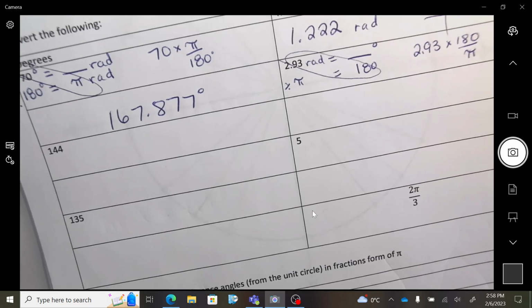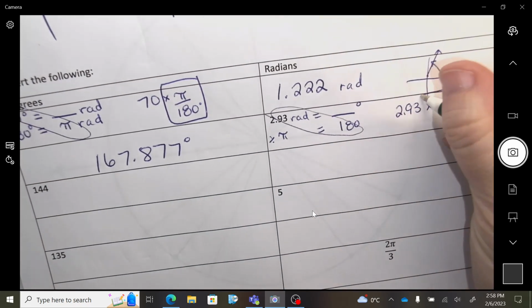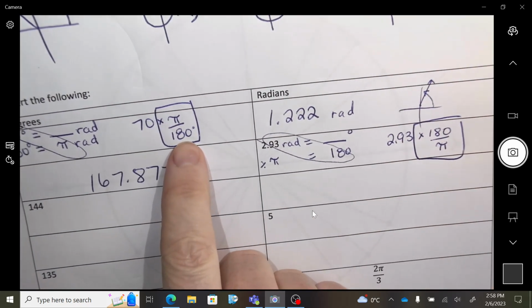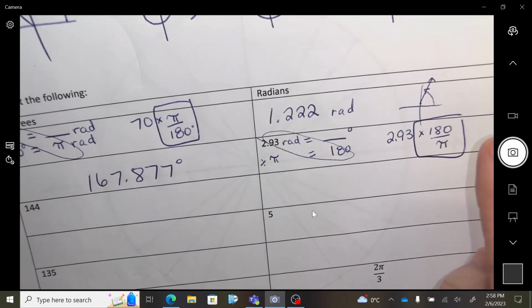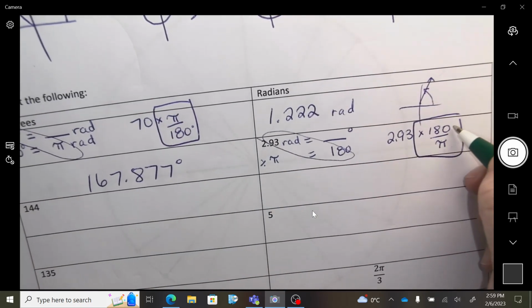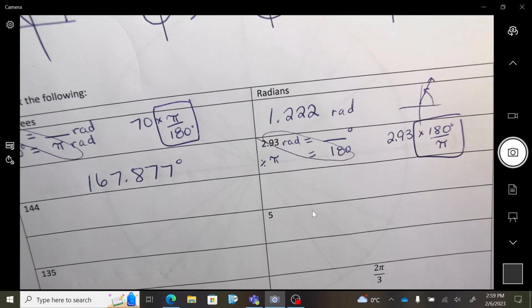I'm done setting up ratios and cross multiplying because here's the trick. You have two options. The one option is that you're going to times by pi and divide by 180. And the other is you times by 180 and divide by pi. Here's what I always remember. Divide by what you want to get rid of.